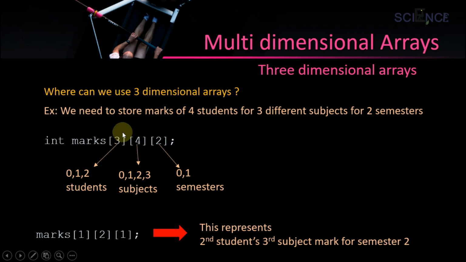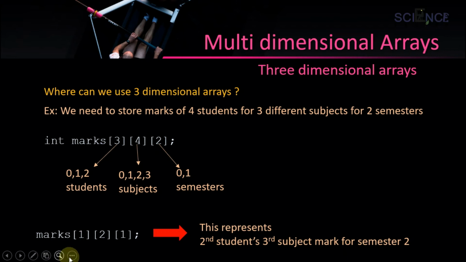and I hope to store the subject indexes in the first square bracket and the student indexes in the second square bracket, and I need to represent the semester by the third square bracket, right? So I can represent the 0, 1, 2 students from this square bracket, and the subject 0, 1, 2, 3 from the second square bracket, and the semester 0 and 1 from the third square bracket, right?